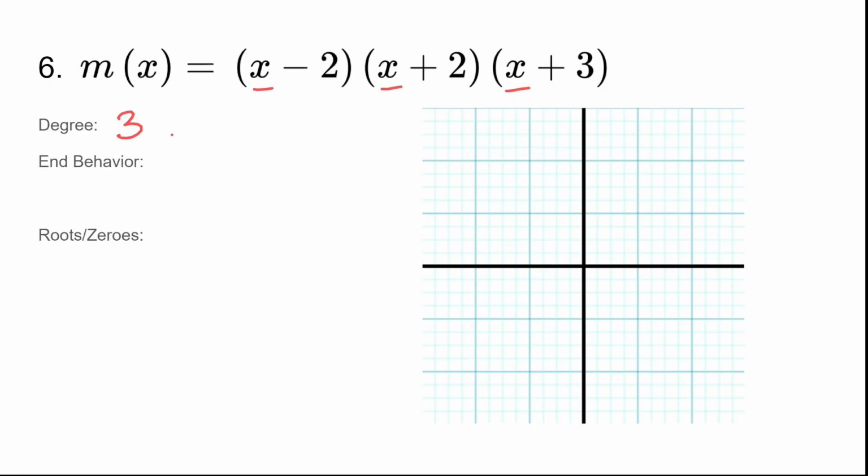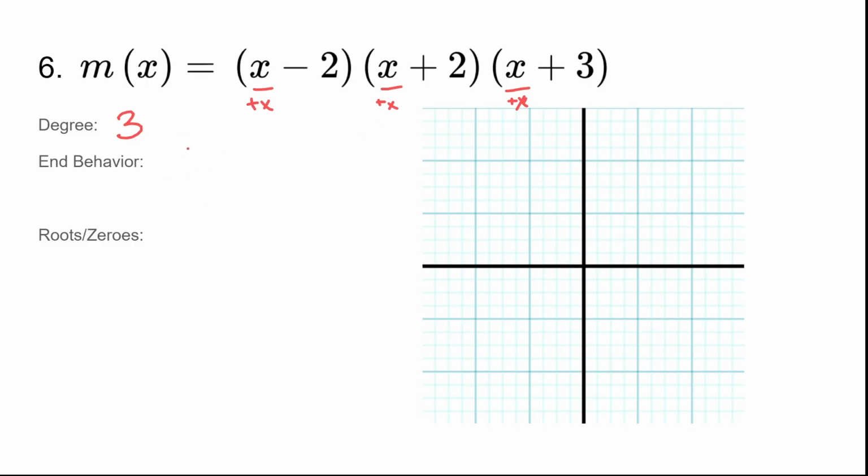All right, so we know it's a third degree polynomial, and we know the end behavior is going to be the opposite on the two ends, right? So it's going to come in the opposite side that it goes out. Now, we know that the x cubed term is actually going to be positive because this is a positive x, this is a positive x, and this is a positive x. So that means the x cubed term is going to be positive.